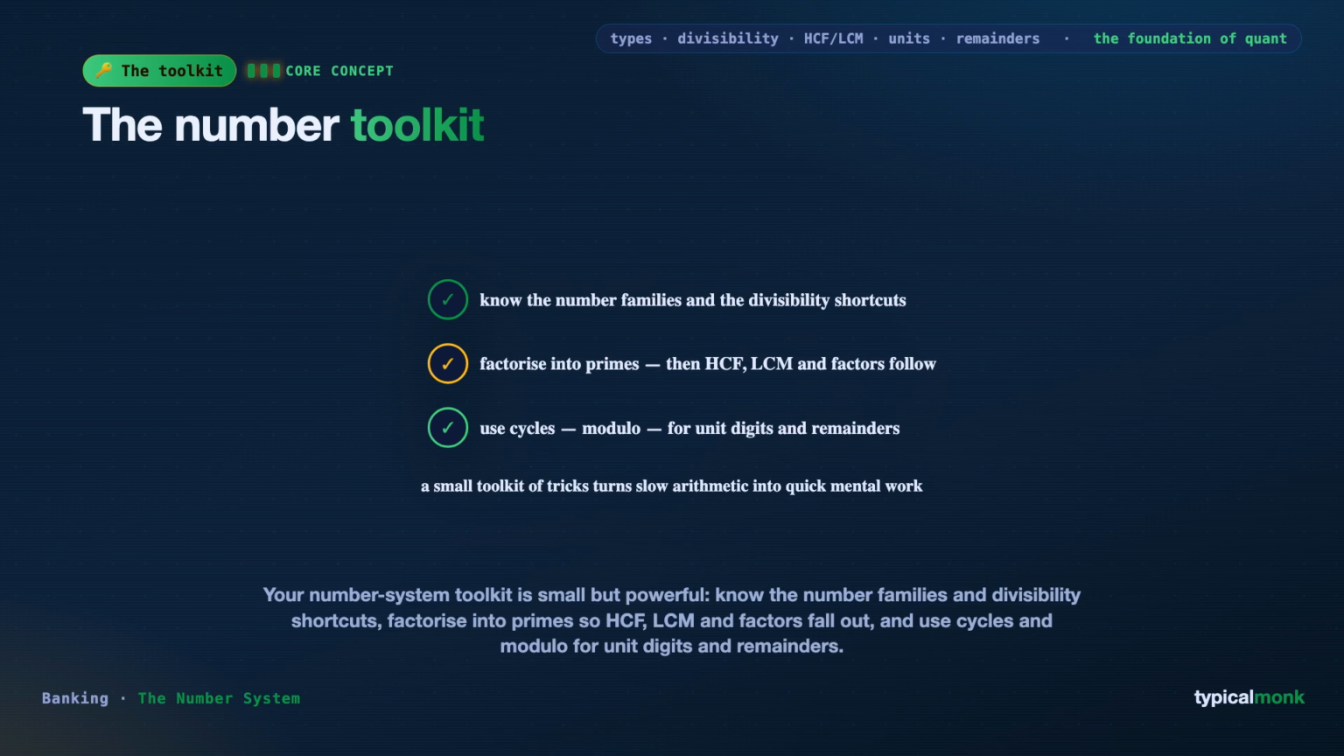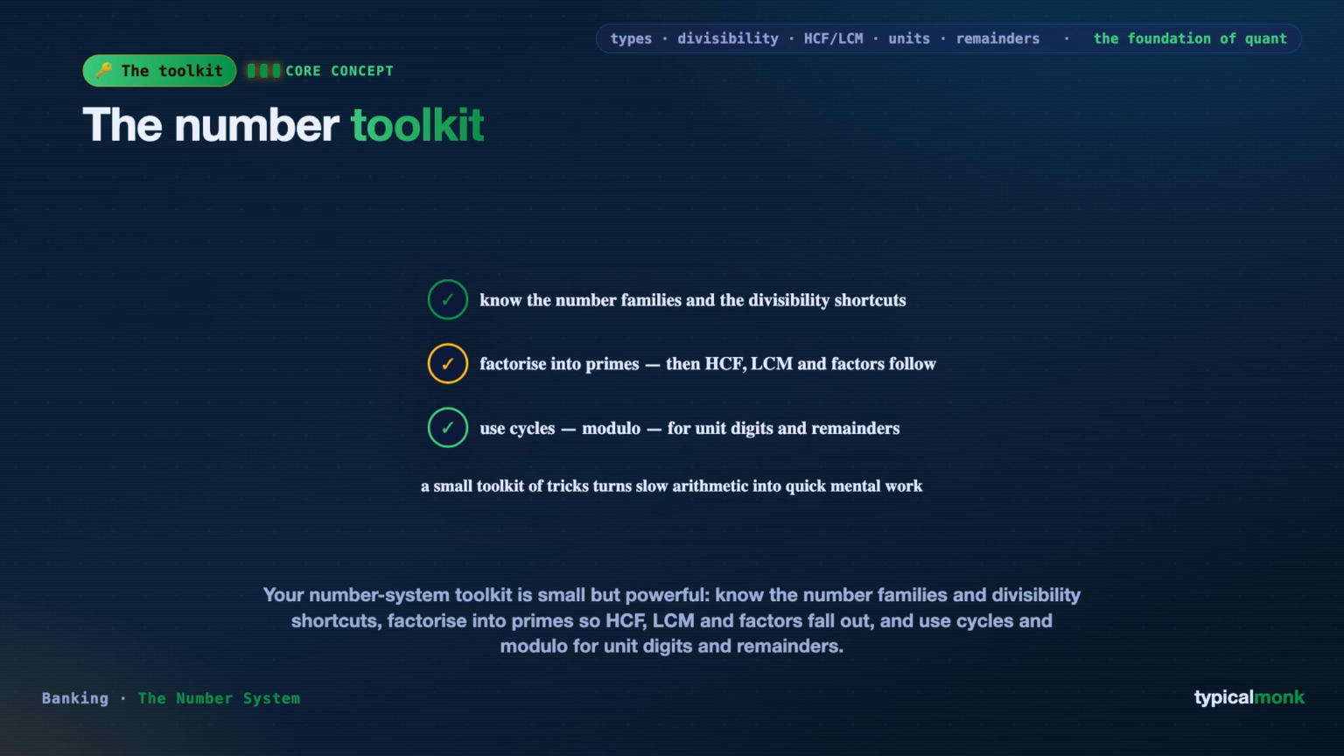So the takeaway: your number system toolkit is small but powerful. Know the number families and divisibility shortcuts for fast mental checks. Factorize into primes, so factors, HCF and LCM all follow from one skill. And use cycles and modulo for unit digits and remainders. Three connected ideas that turn slow arithmetic into quick mental work.